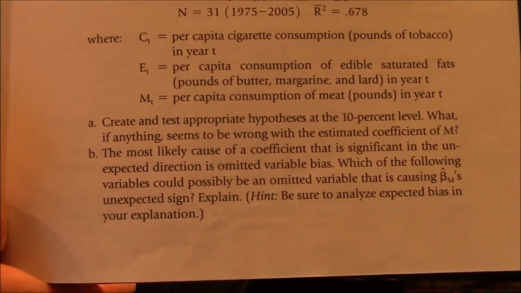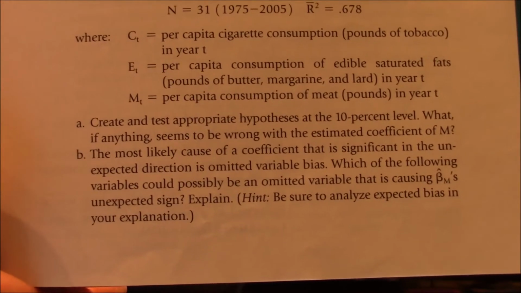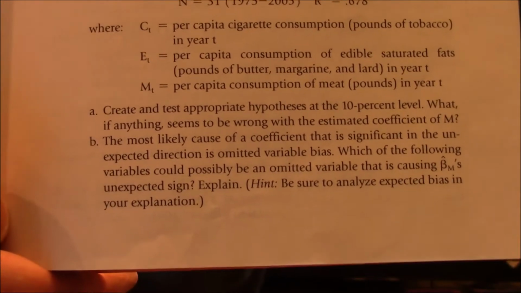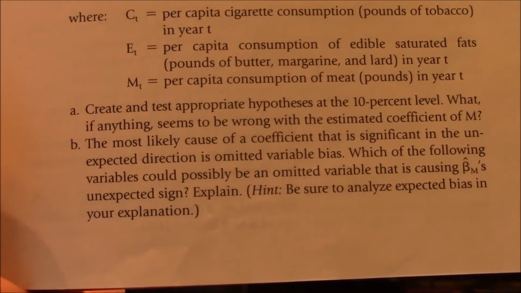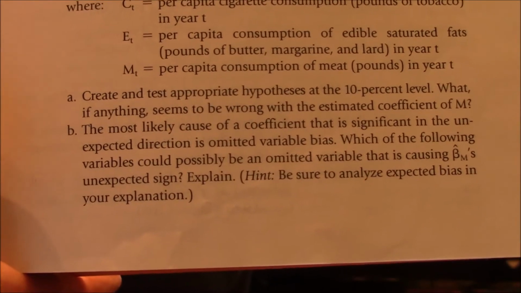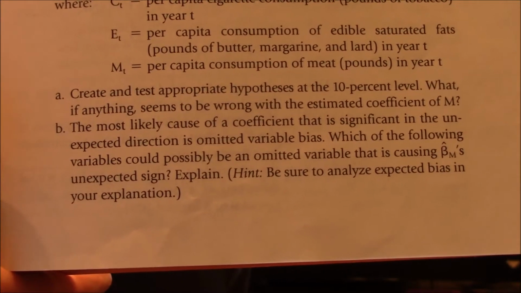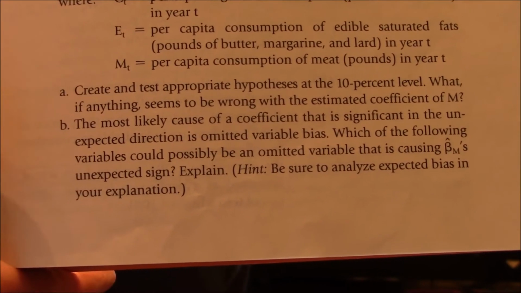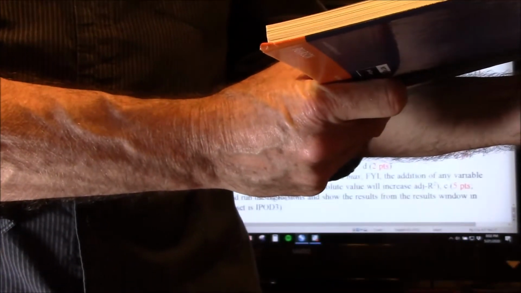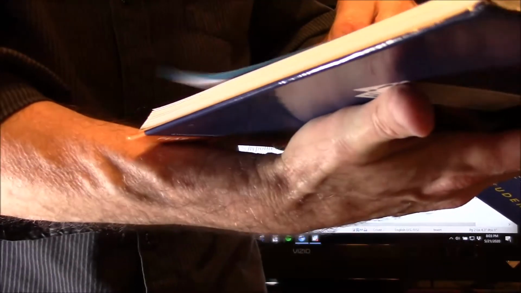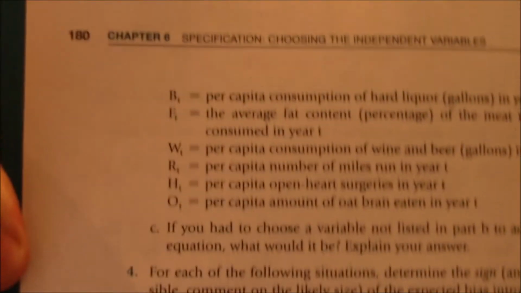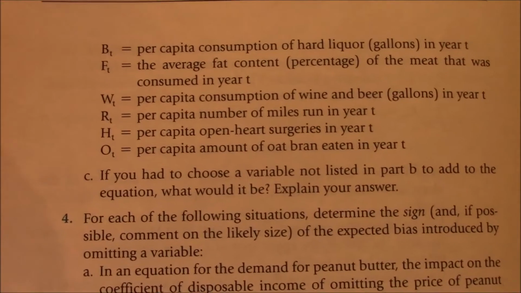The most likely cause of a coefficient that is significant in the unexpected direction is omitted variable bias, which if you've watched the video by now, you know what that is. Which of the following variables could possibly be an omitted variable that is causing the coefficient on m's unexpected sign? Oh, I have to go to the next page, that's what's wrong. Here are your possible choices of omitted variables that could have caused the problem.